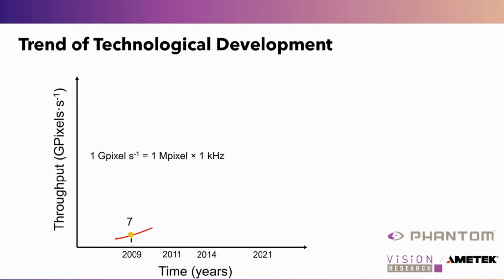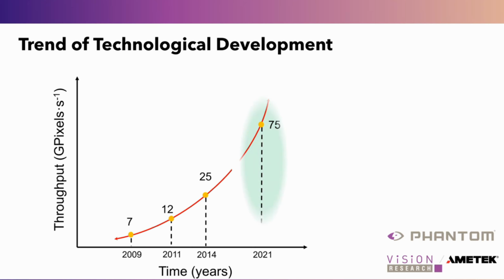2011, we got to 12 gigapixels a second. 2014, we came out with the V2512, which was your 25 gigapixels a second. And finally, we arrive at our flagship camera that we have today. 2021, we have our TMX, which does 75 gigapixels a second, which, to give you an idea, again, that's 75,000 frames a second at 1 megapixel resolution.